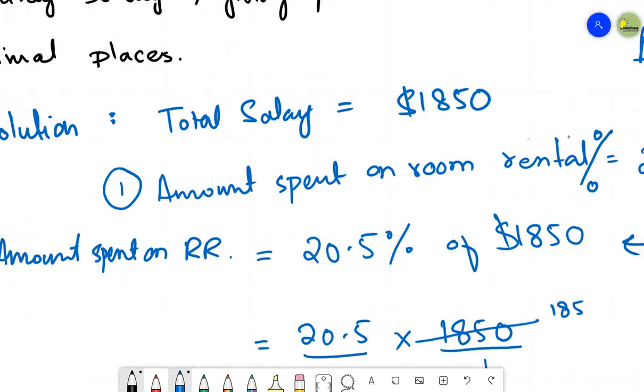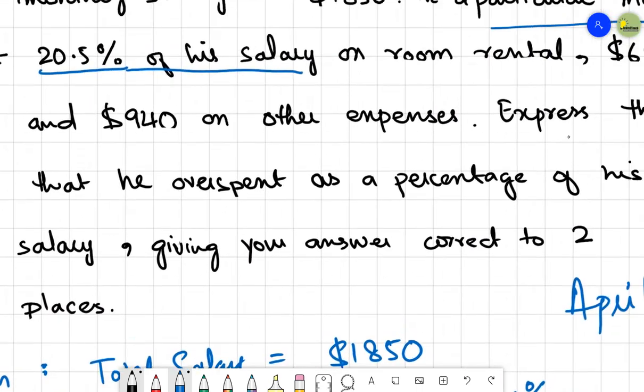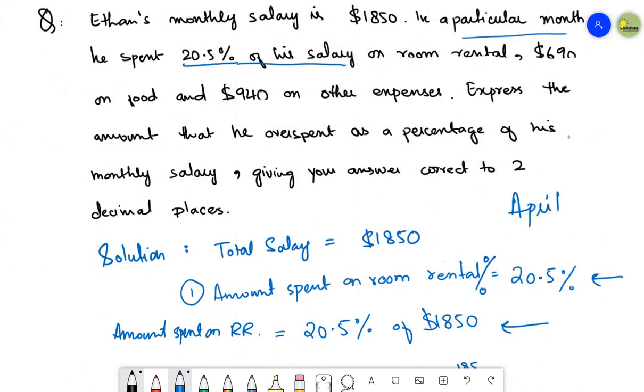Now the second thing, this was his first expense, that was room rental expense. The second expense is $690 on food. Look at this. The second expense is he has spent $690. Okay, I'm really sorry for that. $690 has been spent on food and $940 on other expenses. So the other two expenses are 690 and 940.